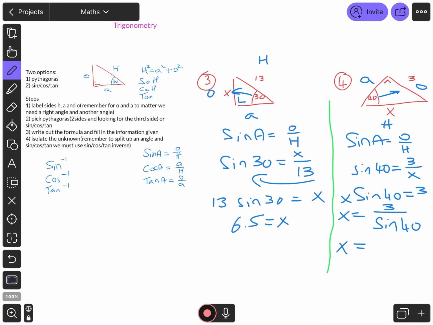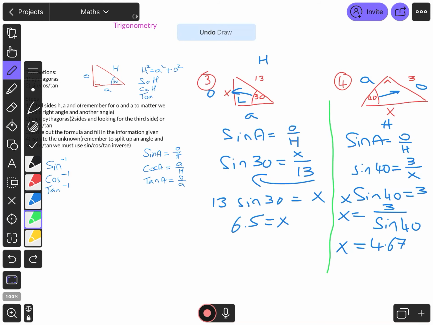So when I put all of that into the calculator, I end up getting 4.67, and I'm rounding there. So that is the second type. Once x is on the bottom, what you need to do is move that x up over here, sit it in front, and then take this sin and bring it to the other side. So it's an extra step in that one.